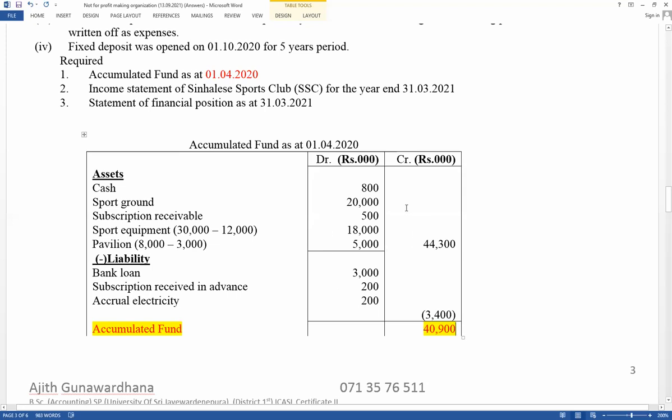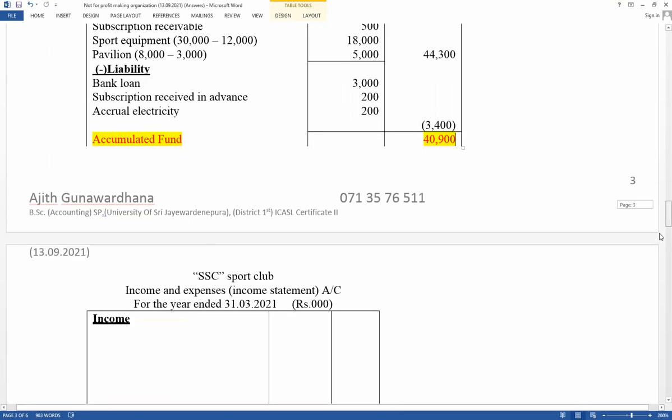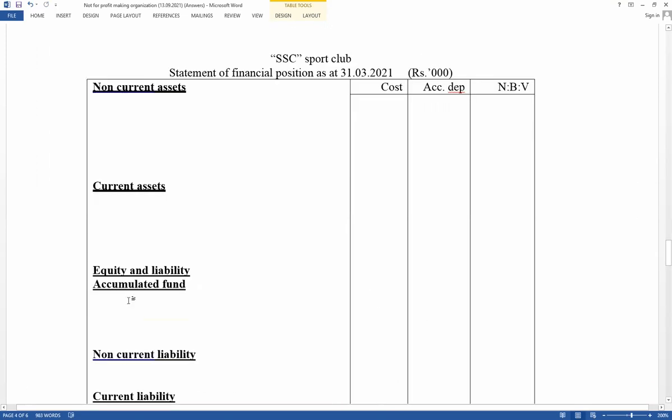Only opening assets and liabilities should be included. Those are the things to keep in mind. If cost and accumulated depreciation are given separately, net book value should be recorded after deducting depreciation. Therefore, this value 40,900 should be included in the financial position. Record it under accumulated fund as an opening balance. Second column value equal 40,900.